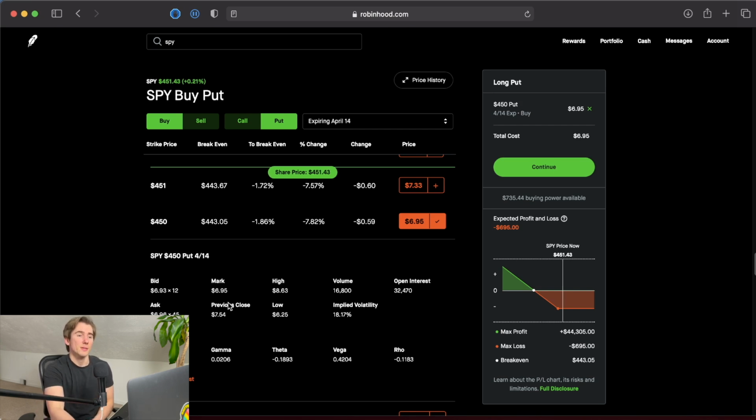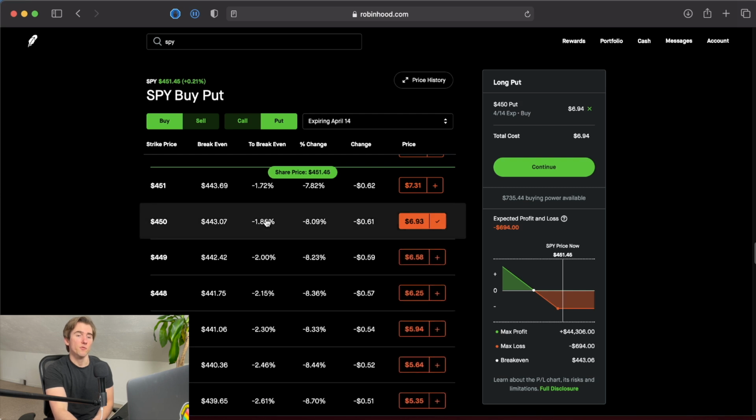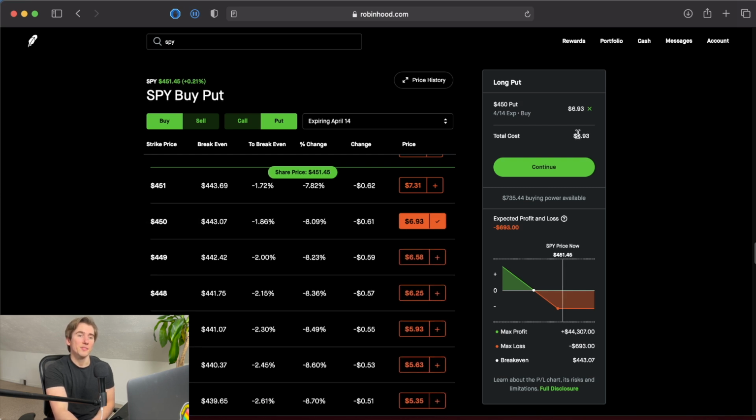would want the stock to be below my break even, which for this is $450 minus our $700 cost to open this option. So I'm hoping at the end of this contract that SPY is below $443 in order to make any profit on this trade. But hopefully it goes down quicker, that way the delta can expand the value for this option.